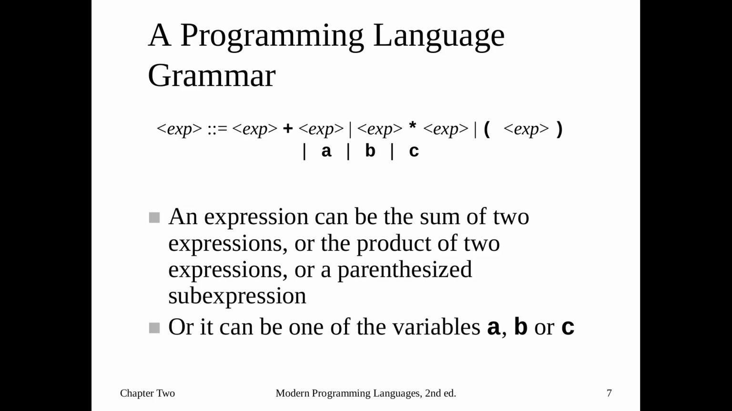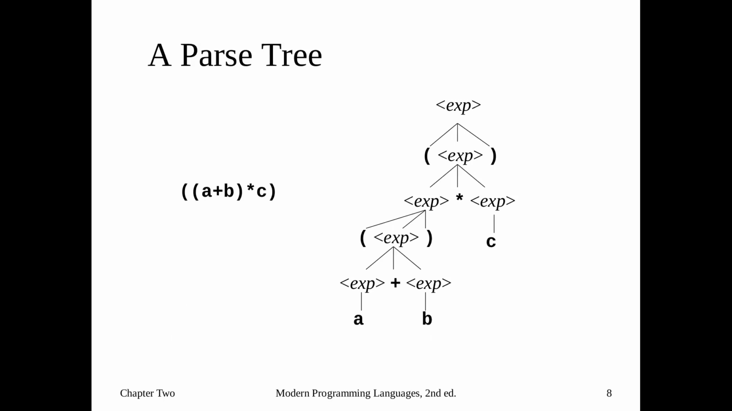And an expression can be defined as either the sum of two expressions, the product of two expressions, or a parenthesized sub-expression, or it can be the variables A, B, or C. And so, for example, if we have the statement in parentheses A plus B times C, we can break that down.